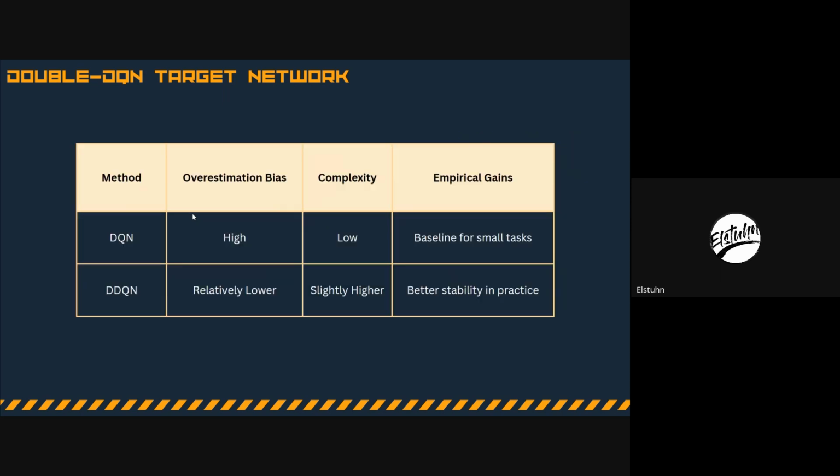So when do you use DQN versus DDQN? DQN has a high overestimation bias, as we've talked about before, and DDQN has a relatively lower overestimation bias. The implementation complexity for DQN is low, and for DDQN it's slightly higher because you're going to have to implement two networks. The empirical gains: DQN you can use as a baseline for small tasks, and DDQN is just better for stability in practice.